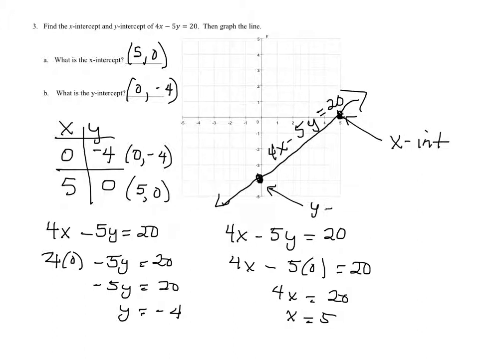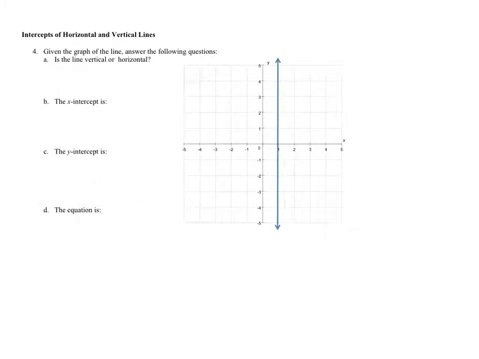Here's the y-intercept. Great. So we're getting used to it, progressing along to vertical and horizontal lines, and talk about intercepts. So here we are. We're given this nice graph here. Is the line vertical or horizontal? Well, it's vertical. So we write down vertical.